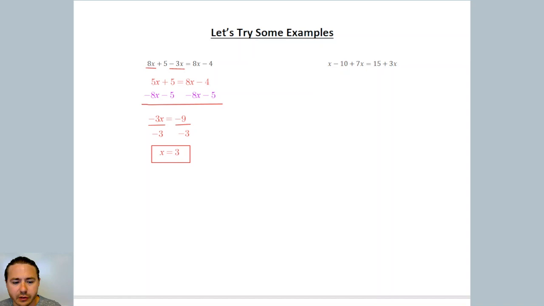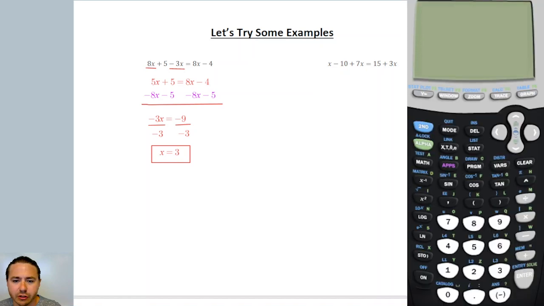So let me pull up my calculator here. If you're just doing a quick check, the calculator is the way to go. So we've got 8 times 3. I'm going to retype the entire first side of the equation, but instead of x, I'm going to substitute in the 3. So minus 3 times 3. Just a parenthesis there. Okay, so that's the left side of the equation.